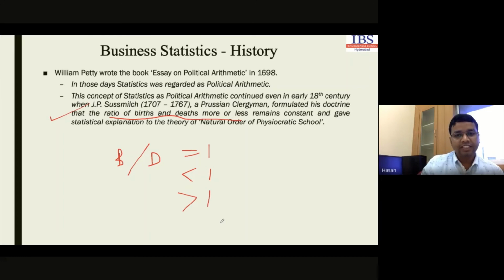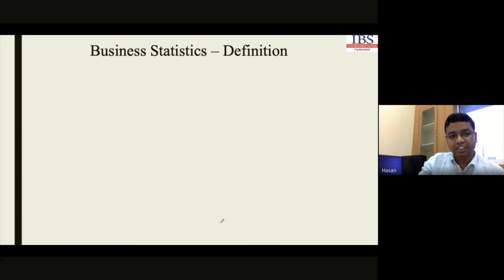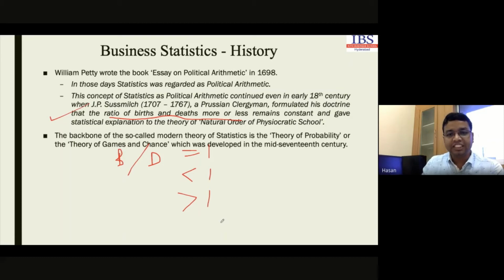After that, the backbone of modern statistics, that is probability theory, and following this, the theory of games and chance, was developed in the middle of the 17th century. It became popularized gradually. So after the 17th century, statistics was fully developed and applied in different fields.